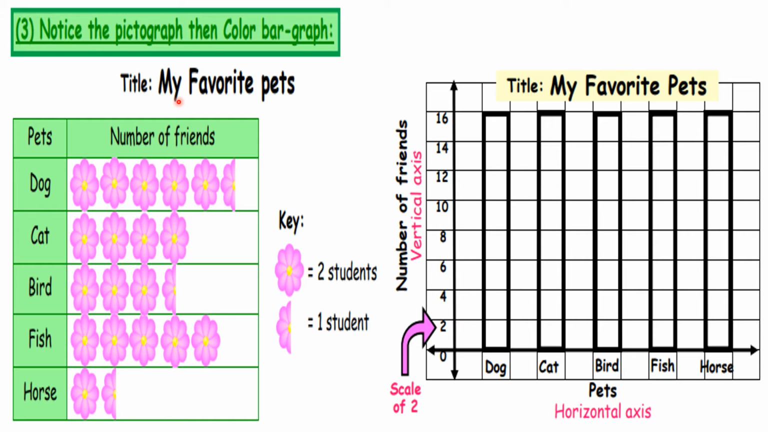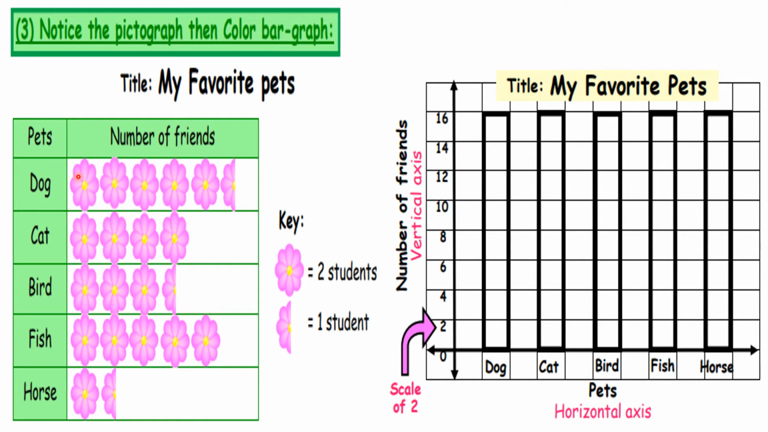Look here, we have the title is My Favorite Pets. My table here is a pictograph table because I have pictures here, not numbers. And I have here my key that tells me that one picture represents how many students. So I use the key to know the number of students. I have here one flower equal to 2 students. So I will see how many flowers here to see a number of students.